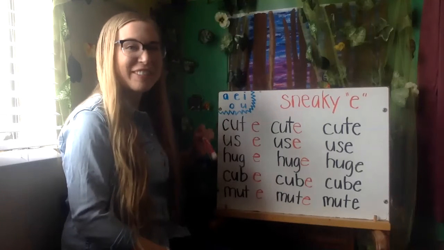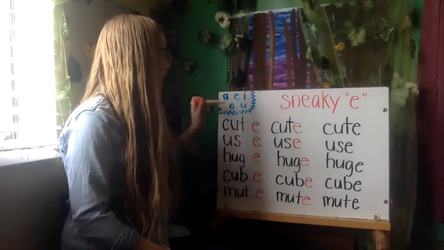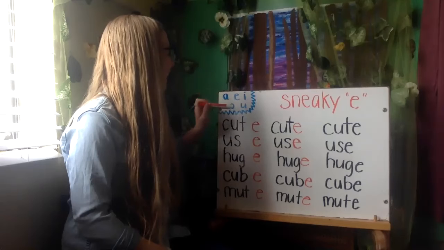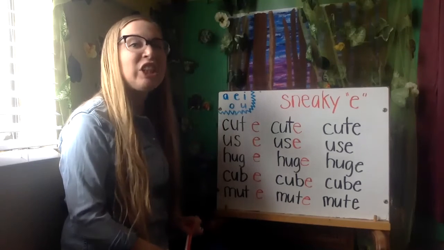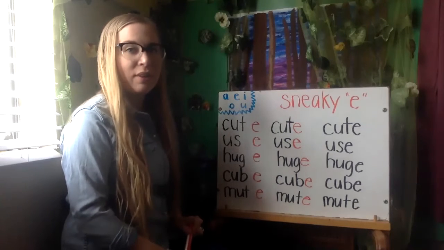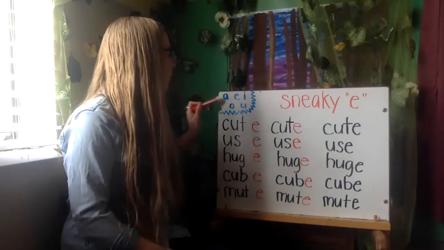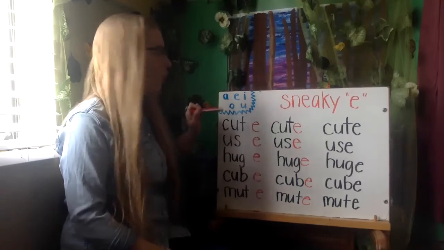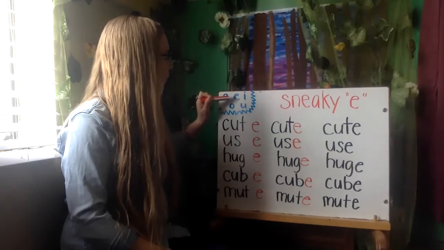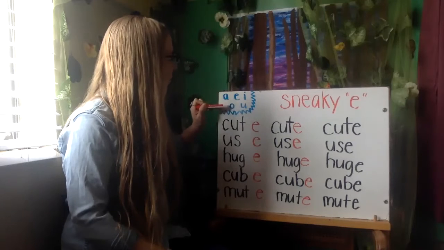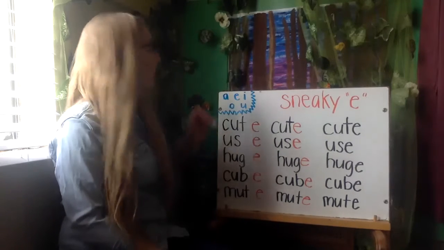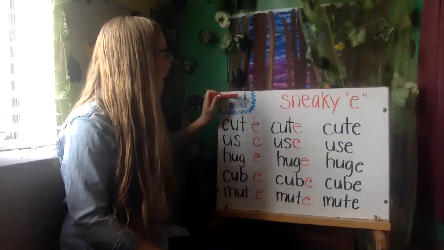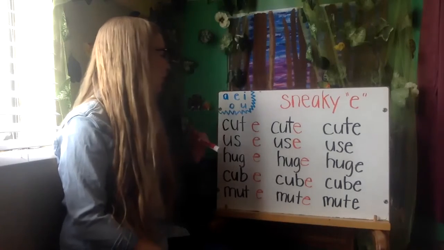All right, let's go over it together. A, E, I, O, U. Now go ahead and tell me the long vowel sounds. What sounds do these letters make when it's a long vowel? They say their name. Let's go over it together. A, E, I, O, and U.